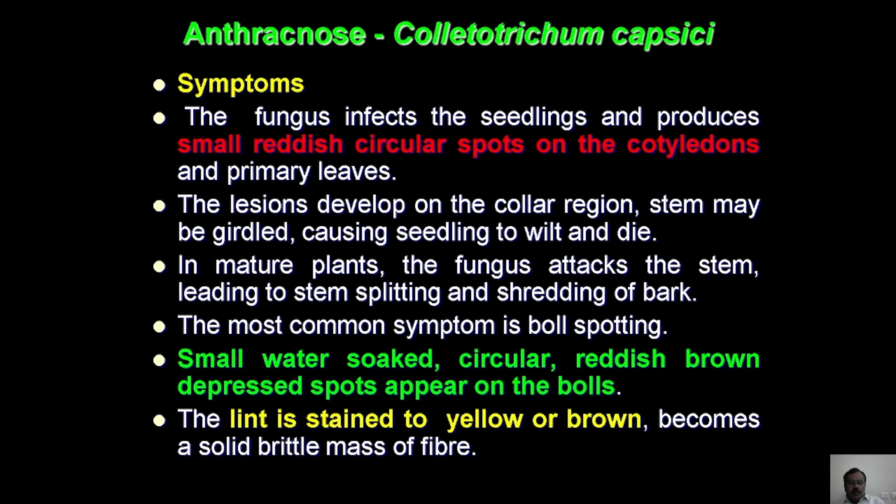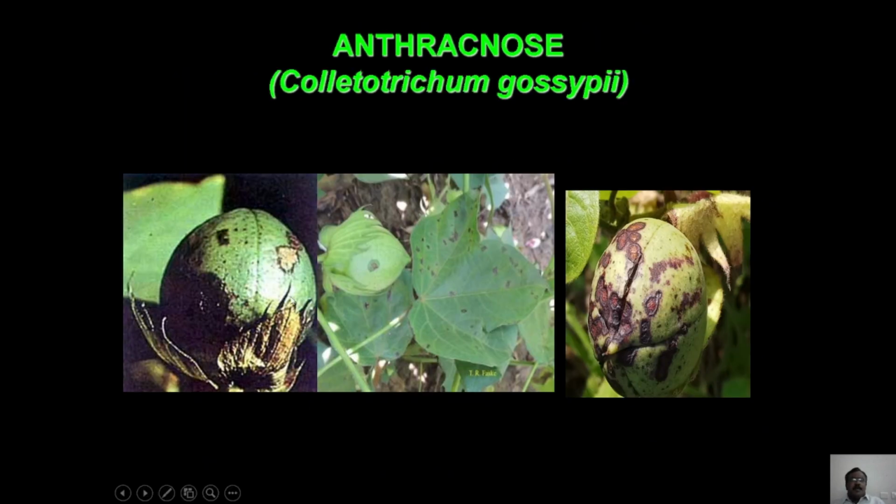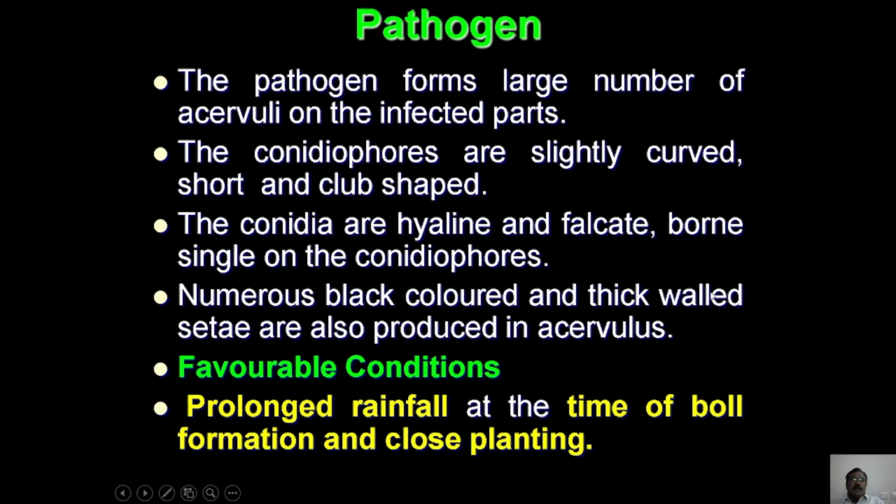Since it is producing the depression, the pathogen may also enter inside the boll and stain the lint, and the affected lint may turn yellow or brown in color. This is the typical lesion formation on leaves as well as on the bolls. And the pathogen forms a large number of acervuli on the infected parts. The acervuli in turn contain conidiophores, conidia as well as setae. The conidiophores are slightly curved, short and club shaped, while the conidia are hyaline, falcate shaped, single celled, and with oil globules.